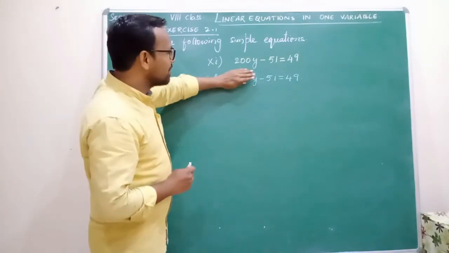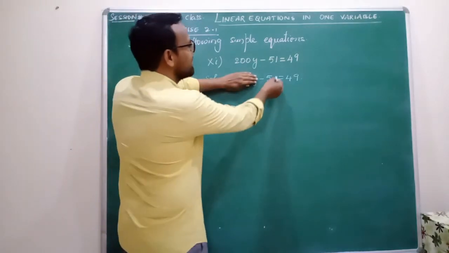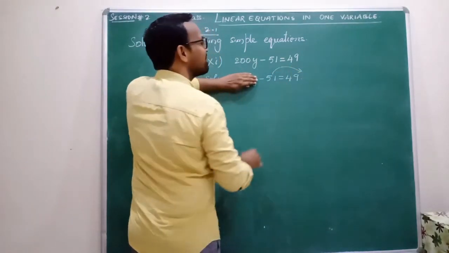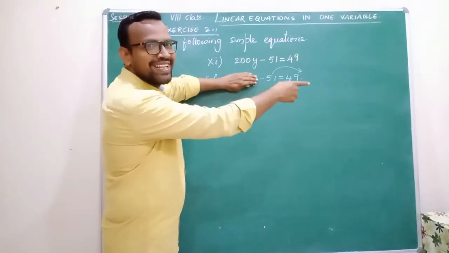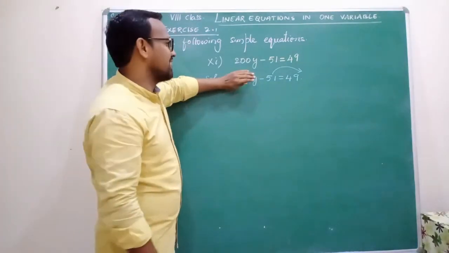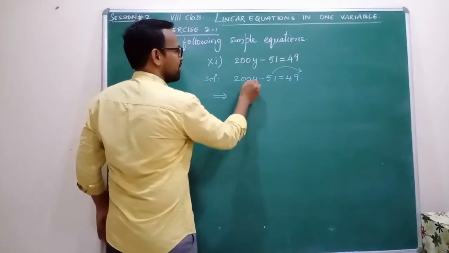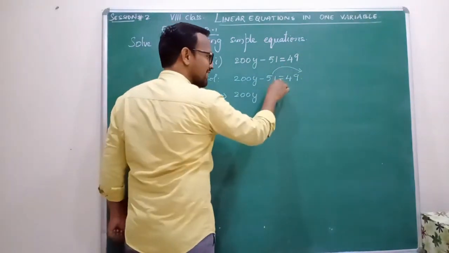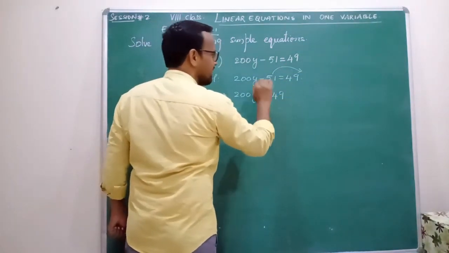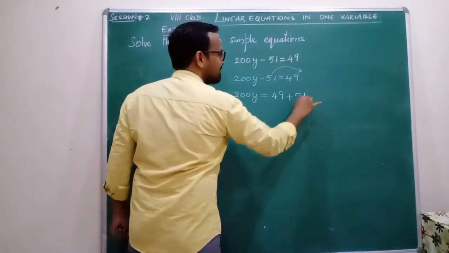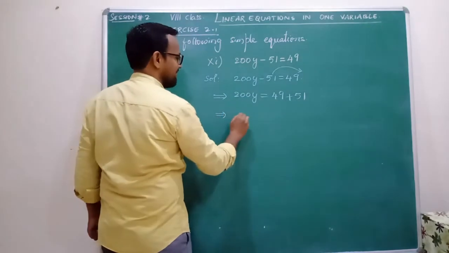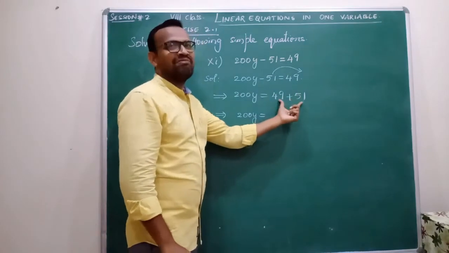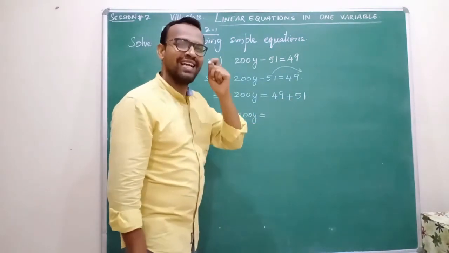Isn't it? So let me close this. Other than 200y, what is the number present? Minus 51. So we need to transpose this minus 51 to the other side. Minus 51 on the other side becomes plus 51. Great. So that becomes 200y is equal to 49. I'm not going to write minus 51 because it is going there. Minus 51 on the other side becomes plus 51. That implies 200y is equal to 49 plus 51. What is the total? Yes, it is 100.